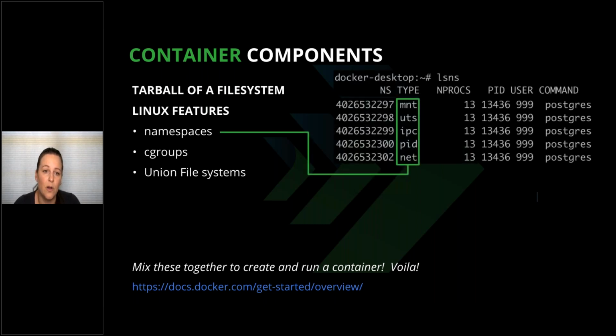Namespaces are one of those features. That's an important ingredient because this is what's used to provide virtual separation between your containers. This is how the processes inside a container don't interfere with the host or processes inside another container. These are some that are running on my box right now. You can see these namespaces were set up for a Postgres container that I have.